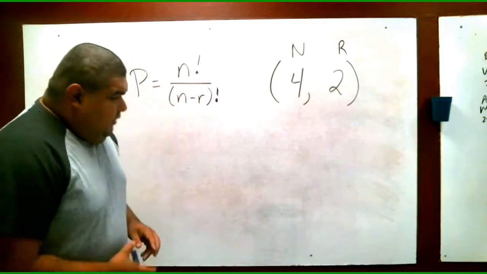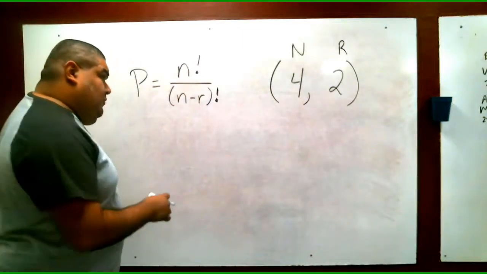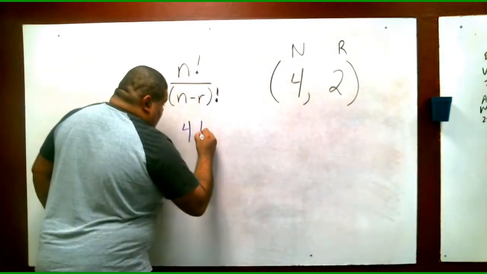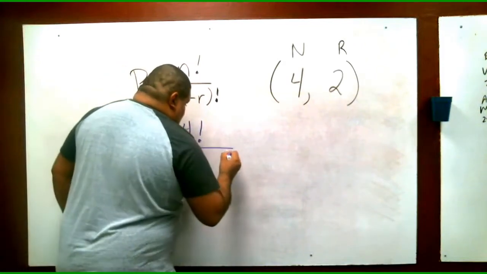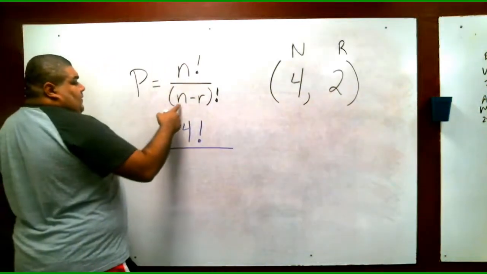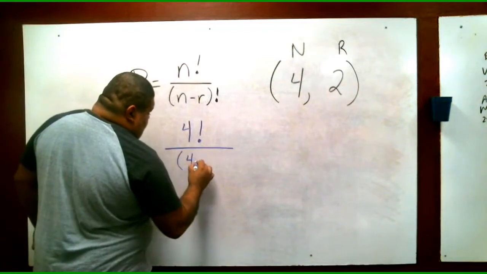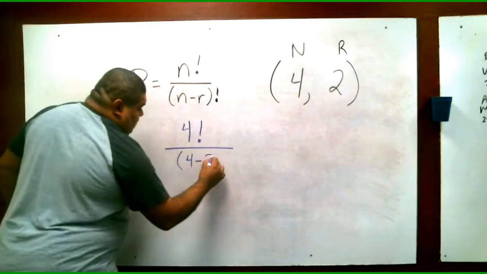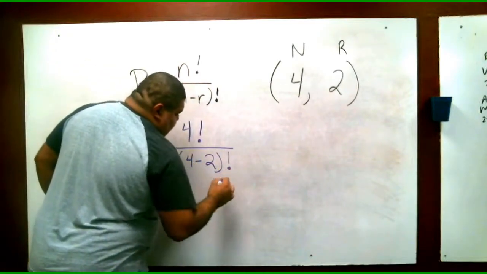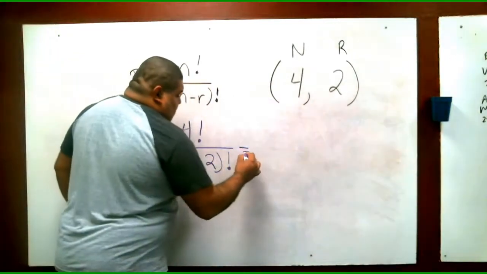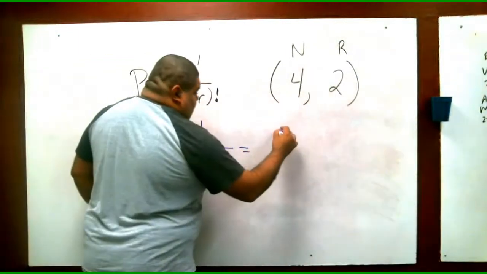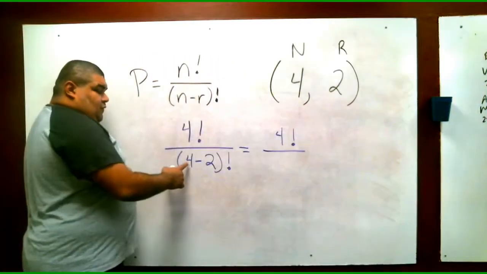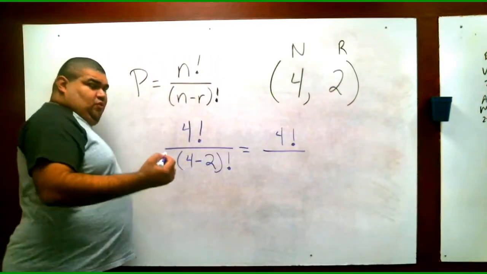So let's use another color here. Again, let's plug it in. We have n, which is 4. So we have 4 factorial over 4 minus r, which again, guys, is 2, right? 2 factorial. We can say 4 factorial over 4 minus 2, which is 2, right? 2 factorial.